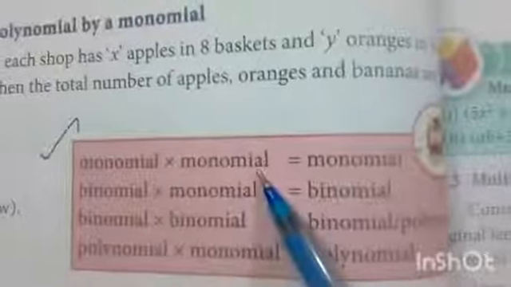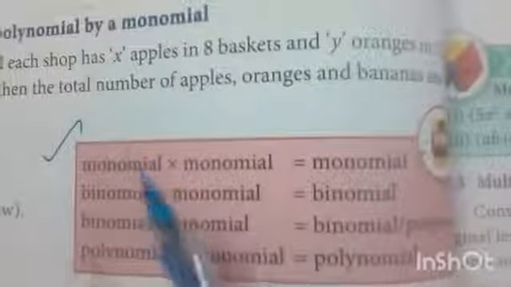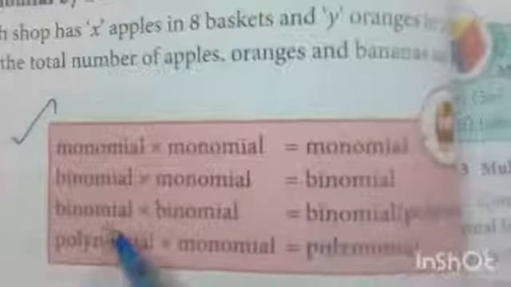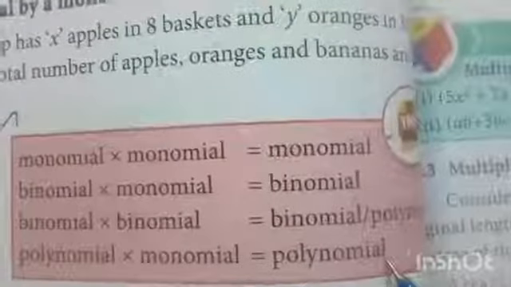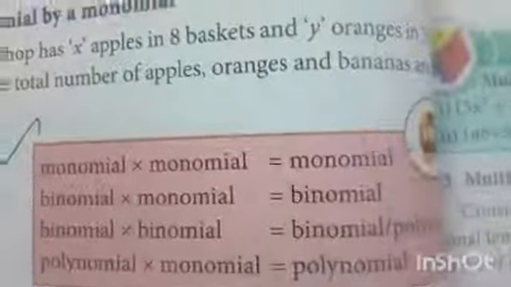Now this is one more important one-word question. Monomial into monomial is monomial. Monomial means the expression has only one term. Binomial into monomial is binomial. Binomial means the expression has two terms, and the other has one term, so the answer is binomial. Binomial into binomial is a binomial or polynomial. Polynomial into monomial is polynomial. This is for one-word questions.